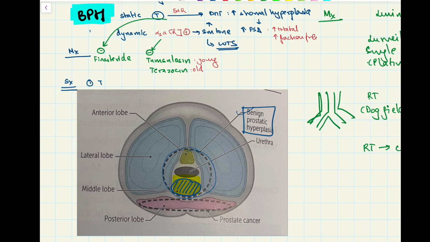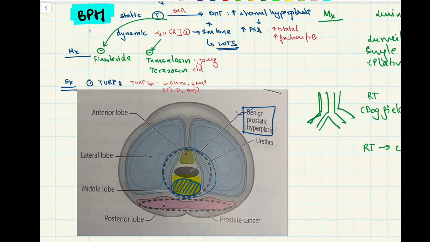First is TURP, that is transurethral resection of prostate, right? It can lead to a TURP syndrome after 4 to 6 hours, which is nothing but dilutional hyponatremia when we use 5% dextrose or distilled water.